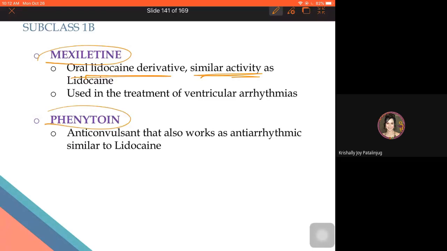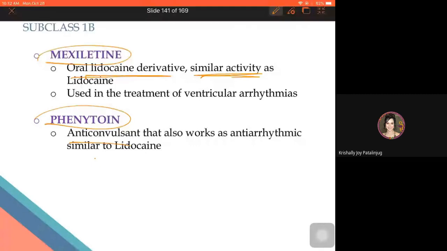Then finally, phenytoin. This agent is an anticonvulsant, and also an antiarrhythmic agent under class 1B. With regard to its effects or activity, again, similar to lidocaine. So those are the examples of subclass 1B, the weak sodium channel blockers. They can shorten the action potential duration.